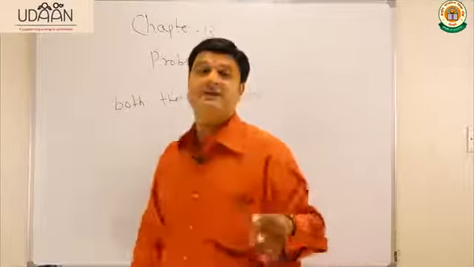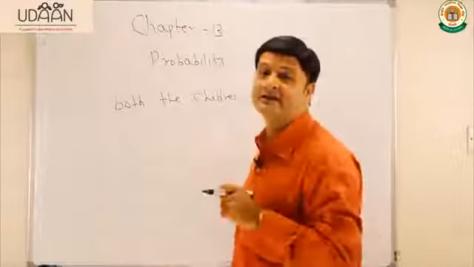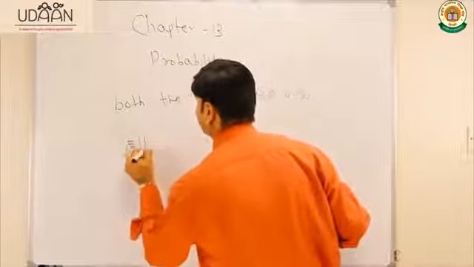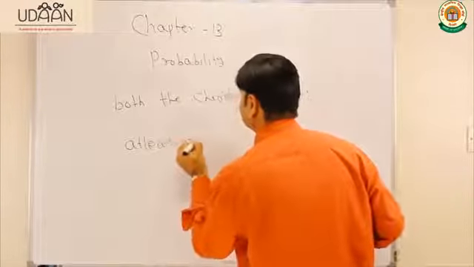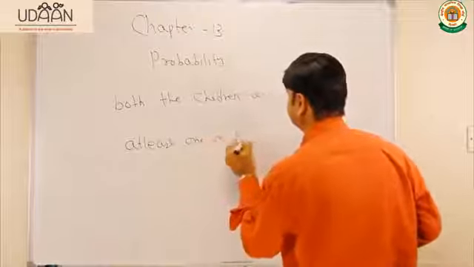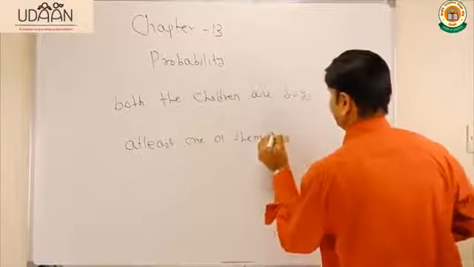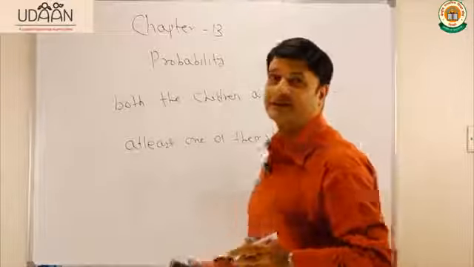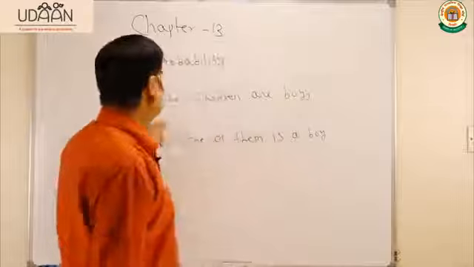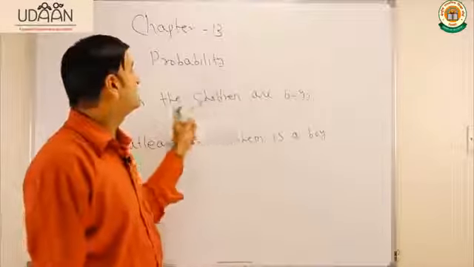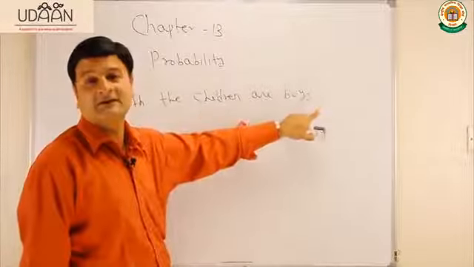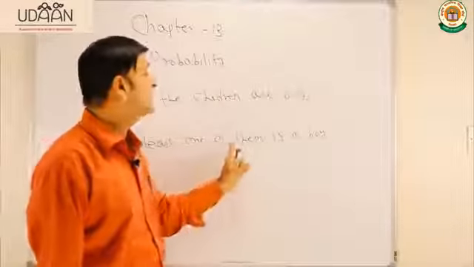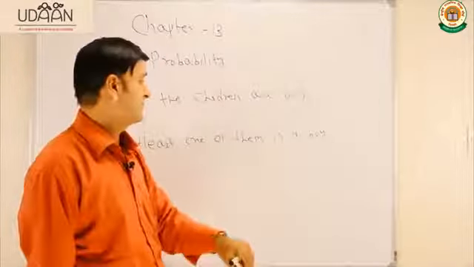And the very next statement is, it is given that at least one of them is a boy. Try to understand the meaning of the sum. One thing he is asking, find the probability that both the children are boys. The second statement he is telling, it is given that one of them is a boy.